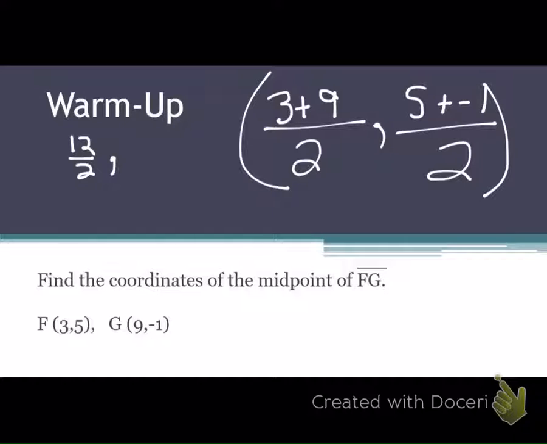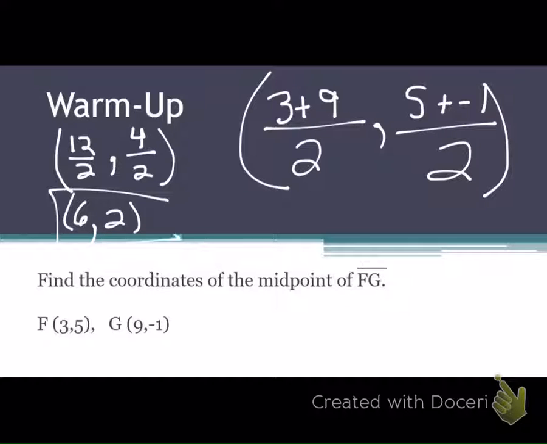Okay, what's 5 plus a negative 1? 4. 4 divided by 2. Okay, now can we reduce this or should we leave it? What's 12 divided by 2? 6. What's 4 divided by 2? 2. So 6 comma 2 is our answer.